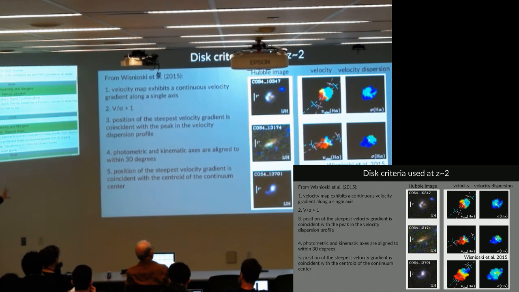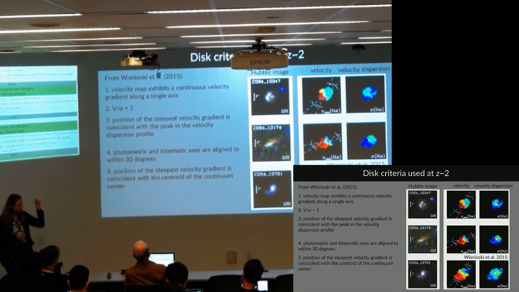I'm going to walk you through these a little quickly now, but we're going to go into them in a bit more detail. One is that the velocity map has a continuous velocity gradient along a single axis. The other one is that the total Vmax, the maximum rotation velocity of the system, corrected for inclination, divided by its average velocity dispersion is greater than 1.